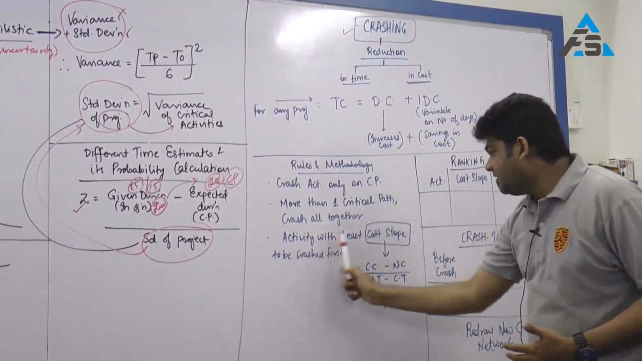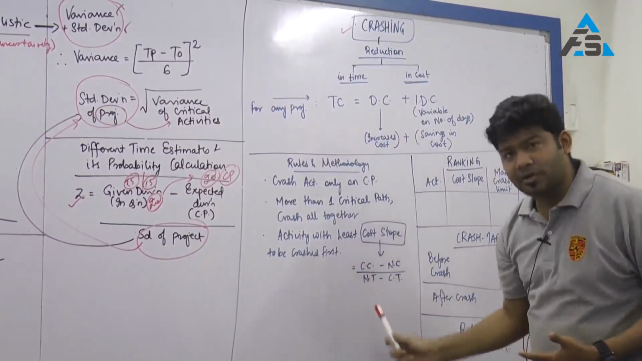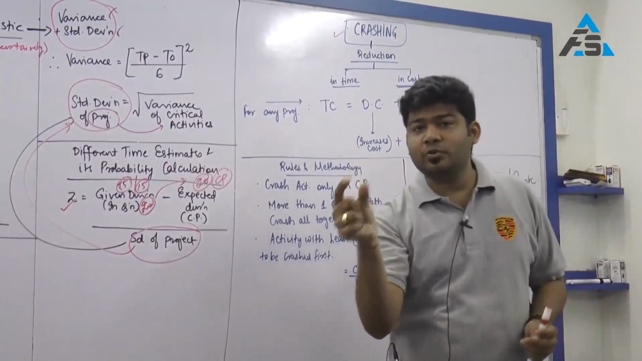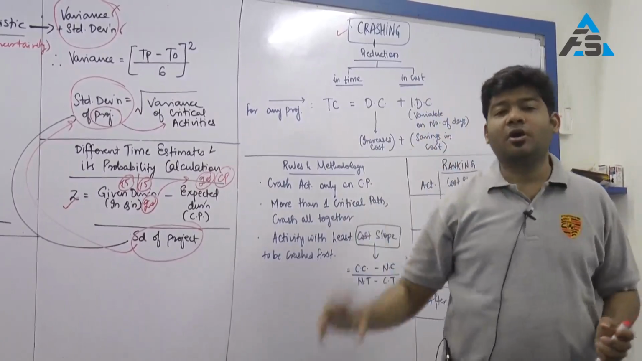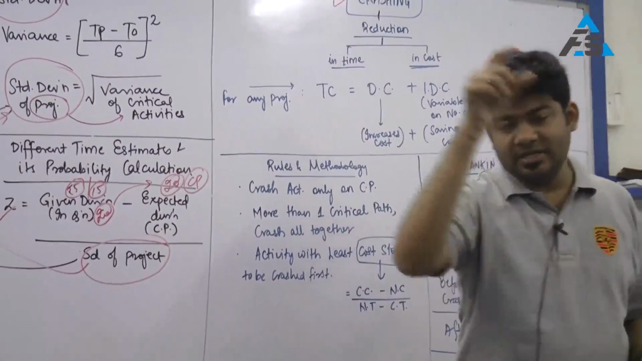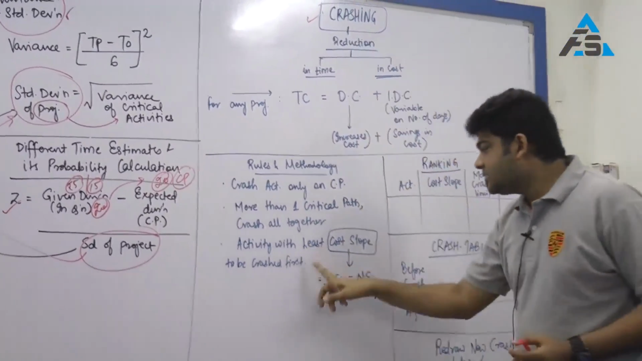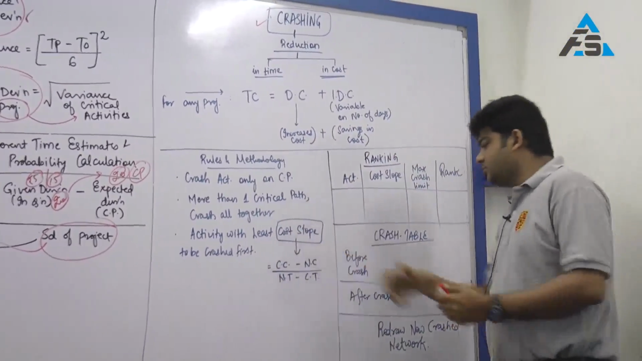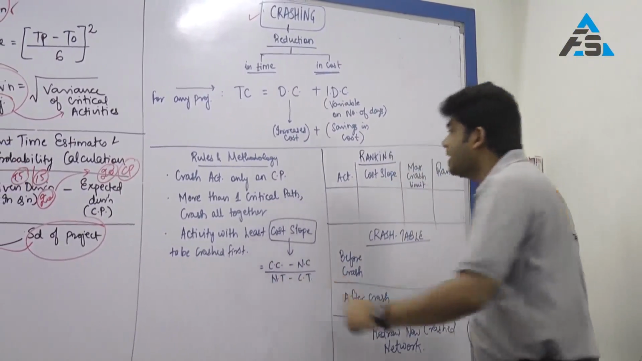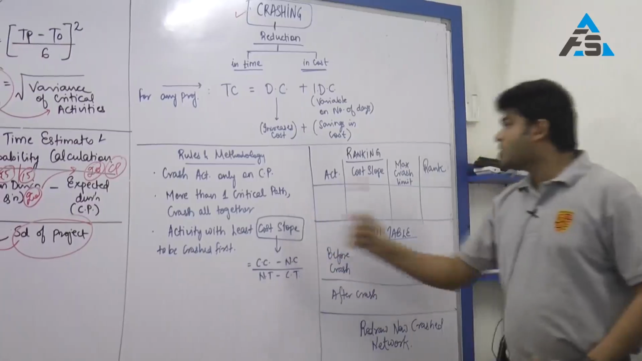Third, the activity with the least cost slope should be crashed first. What is cost slope? Cost slope is the cost that you are going to incur for the reduction of 1 day. So if I have to reduce 1 day from a project, how much the cost will be is given by my cost slope. In terms of formula, it is crash cost minus normal cost upon normal time minus crash time. This is my cost slope.